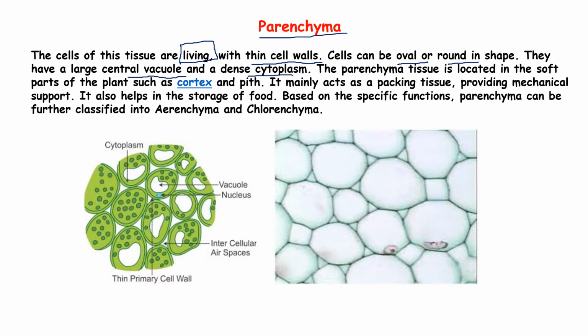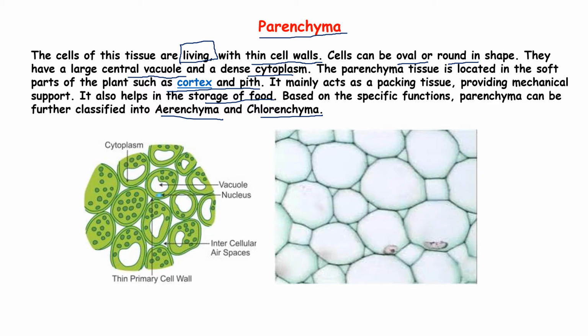The parenchyma tissue is located in the soft parts of the plant, such as cortex and pith. It mainly acts as a packing tissue, providing mechanical support. It also helps in the storage of food. Based on specific functions, parenchymatous tissues may be further divided into parenchyma and colonchyma. So let's try to understand this.